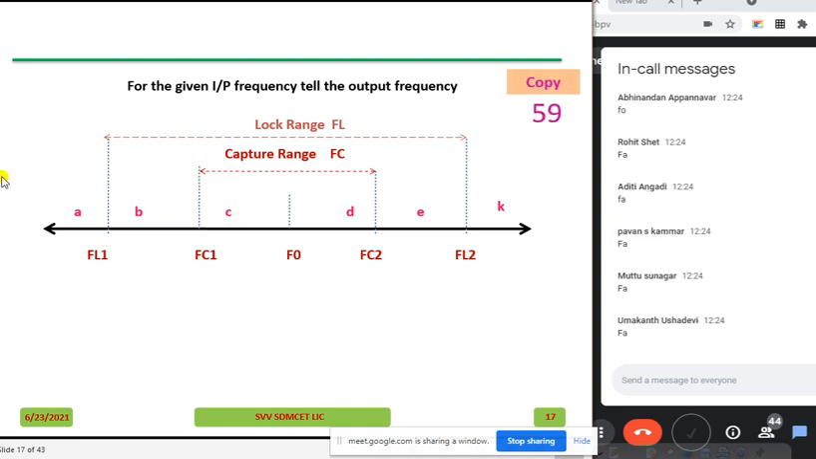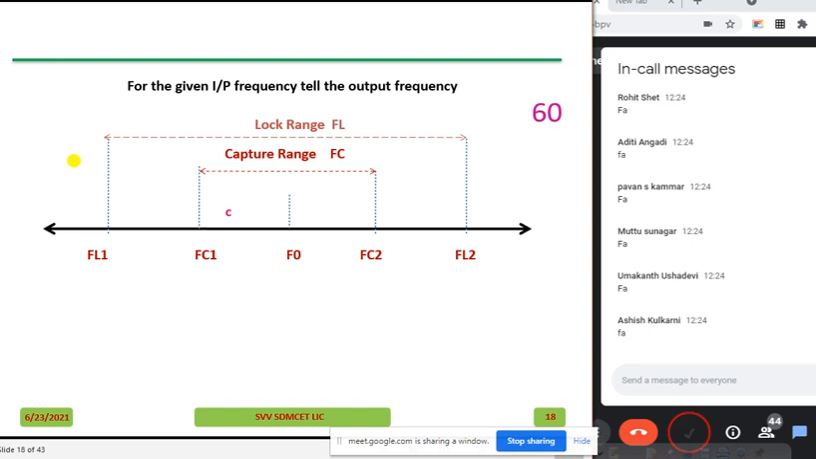Hope most of you have understood within a short time. Thank you. Now let us take FC I am giving directly. What will be the output? I have switched on. Input was FC. What is the output frequency? Is it FC or F0?